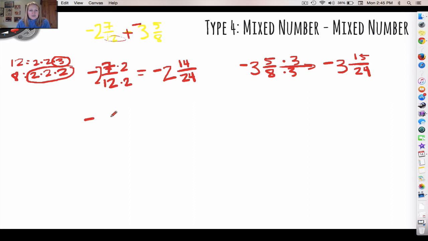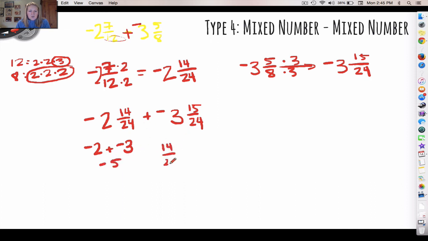So now we have a problem that looks like this. Negative 2 and 14 24ths plus a negative 3 and 15 24ths. Because we're adding them together, we can do negative 2 plus a negative 3, which is equal to negative 5. And then 14 24ths added to 15 24ths is going to give me negative 5 and 29 24ths. Now we can't have 29 over 24 as an answer, so we have to turn this improper fraction into a mixed number, and then add the two parts.